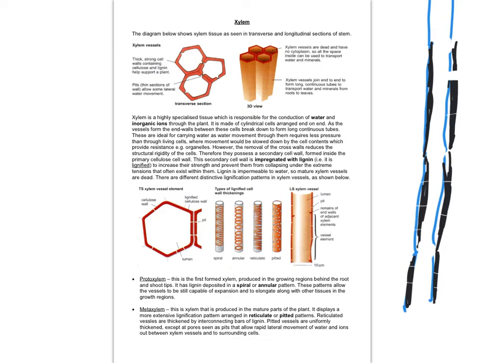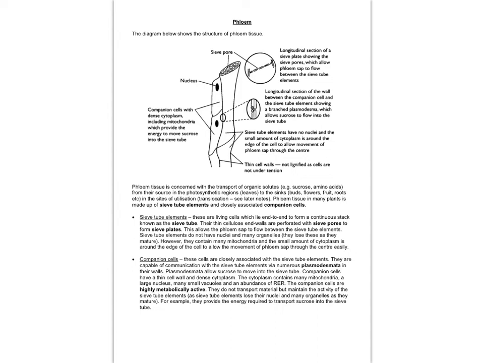Right. Phloem vessels, on the other hand, are different. Phloem vessels again are stacked end to end like this, and they have cellulose cell walls. So there's no lignin. They are living cells, but they are specialized.